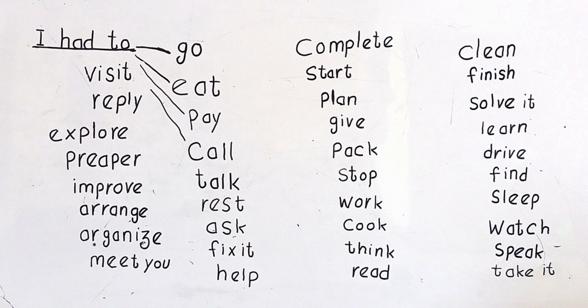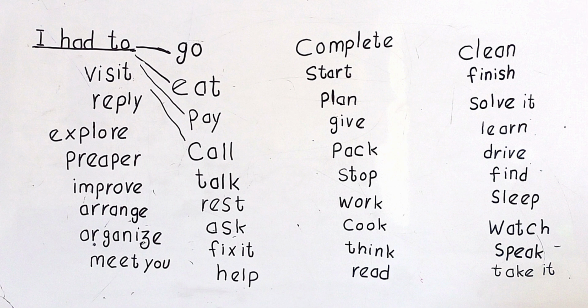So let's start our first sentence. Our first sentence is I had to go. यानी मुझे जाना पड़ा. I had to eat. मुझे खाना पड़ा. I had to pay. I had to call. I had to talk. I had to rest. I had to ask. I had to fix it.